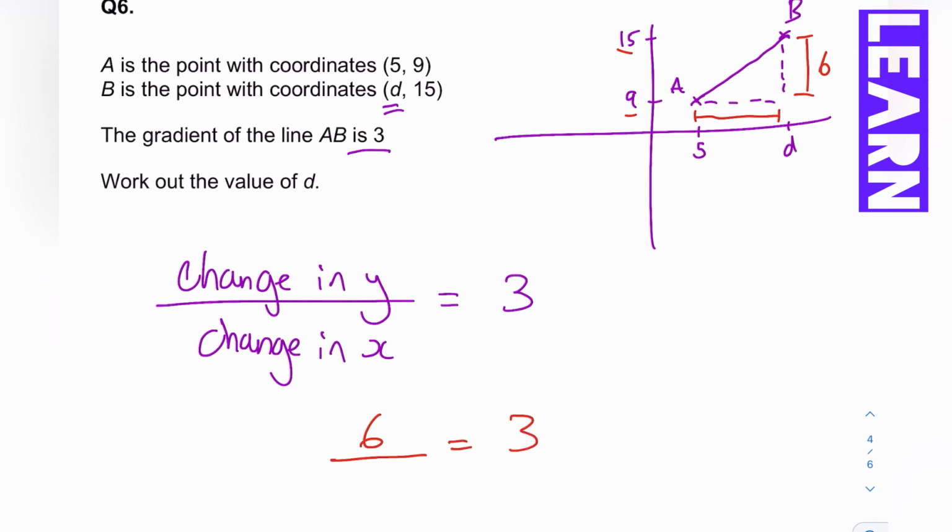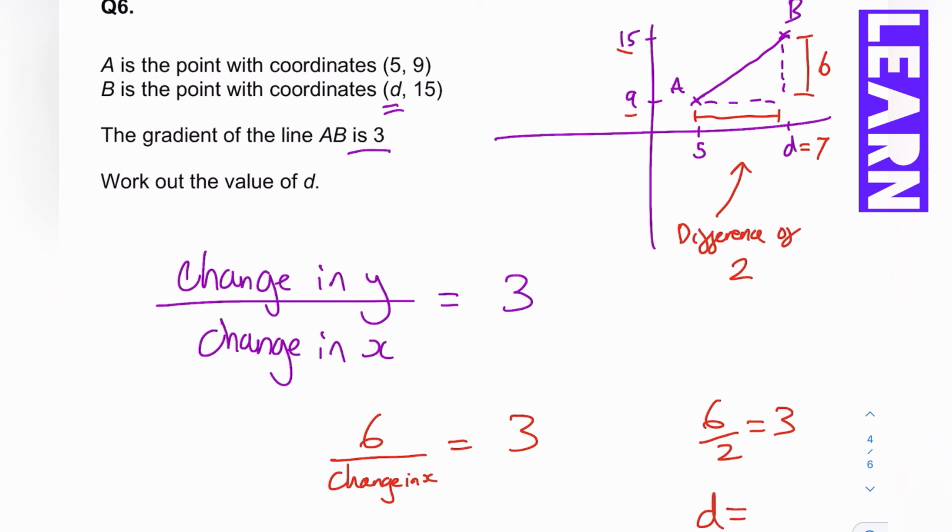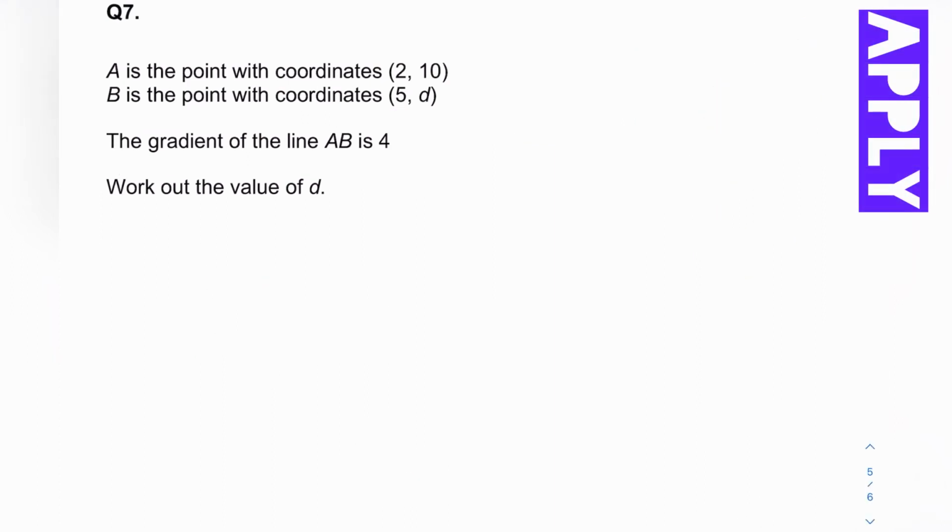But we know we're trying to make this equal to 3. So therefore, my change in x must equal 2, because 6 over 2 equals 3. So we now know that this must have a difference of 2. Therefore, D must equal 7 for this to be correct. So our value of D, our x ordinate, would equal 7. Pause the video now and have a go at this question.